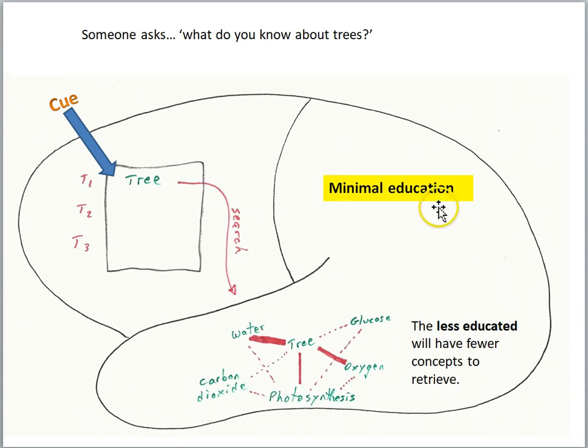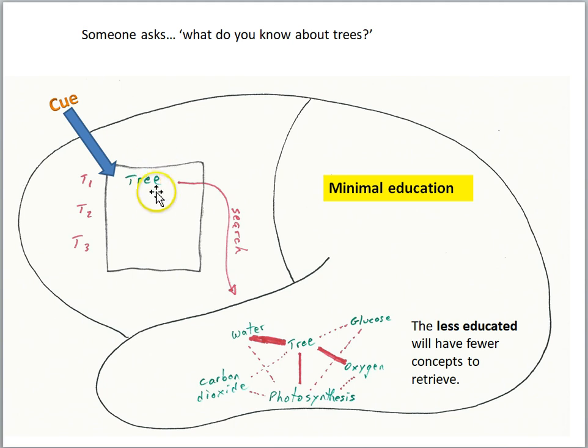Notice then a person with minimal education has a different kind of architecture down here in long-term memory. They might have a few concepts stored, but a lot of these concepts are weakly interconnected. In fact, maybe they've never even heard of carbon dioxide. Well, if they've never heard of carbon dioxide, they can't retrieve that information when asked about trees. So this person hears the word tree, and they might be able to say a few things. Well, trees need water to grow, and maybe they release oxygen, but they didn't really understand well what photosynthesis was. So the less educated individual has fewer concepts, and the concepts are weakly linked.